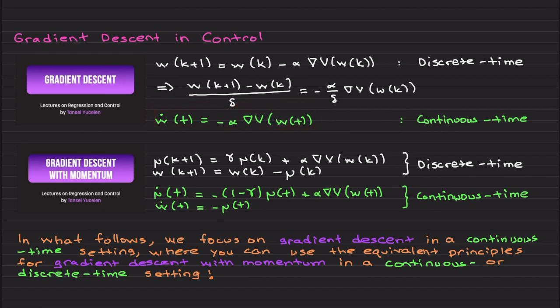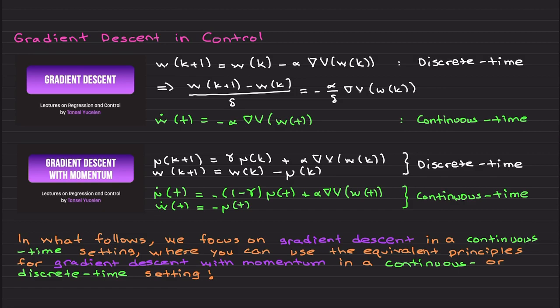W dot equals alpha. This alpha and this alpha are slightly different, okay? The alpha here is actually alpha divided by delta, but since this is a free variable, I am just going to call it alpha here. So this is the continuous time form. You can also use this continuous time form with the previous gradient descent material.